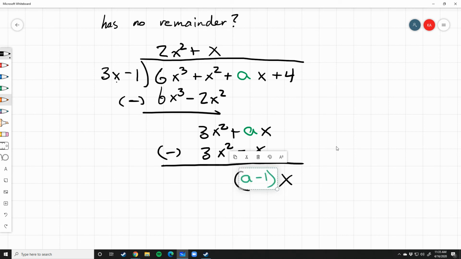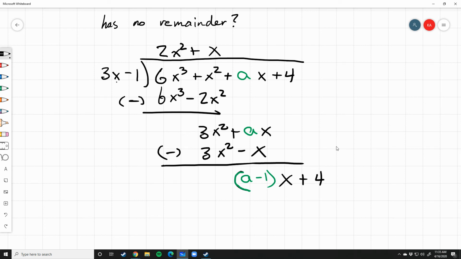Green. Oh, I missed the other arm of the parentheses. I'm going to leave that green because that's going to be important to us. It's a little weird, right? But we can still technically do the problem this way, since a is just standing in for some number we're trying to find. Okay, so we'll drop the next number. We'll drop the plus 4.